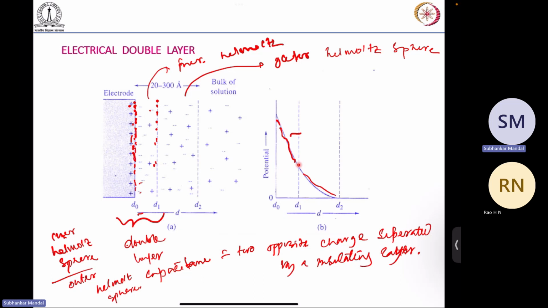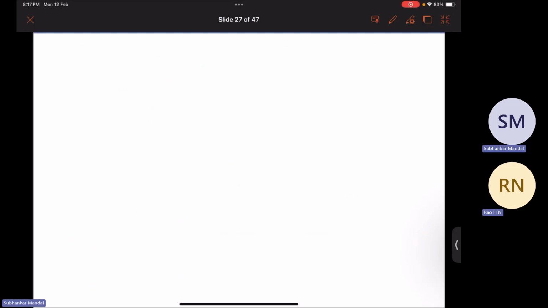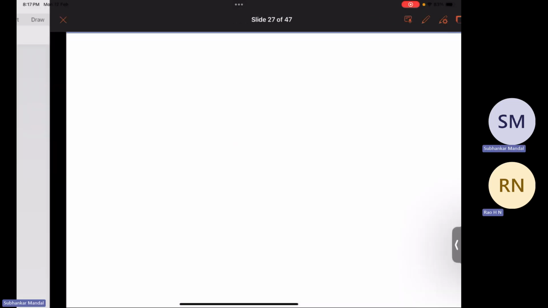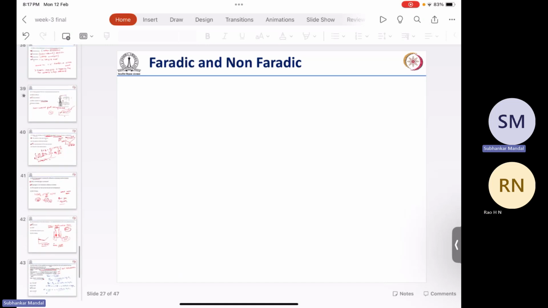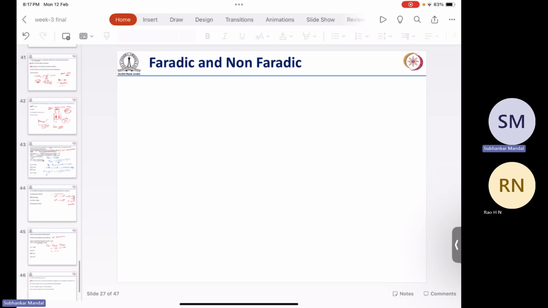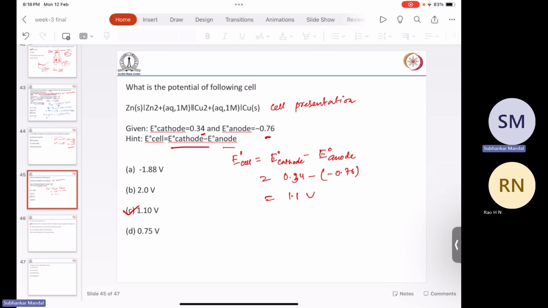But in an electrochemical cell, this is 220 to 300 Angstrom, the length of the double layer distance. That is the thickness of the whole layer. So it is at the Angstrom level, which means it is quite difficult to measure.